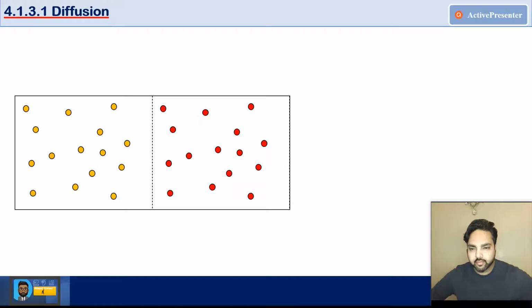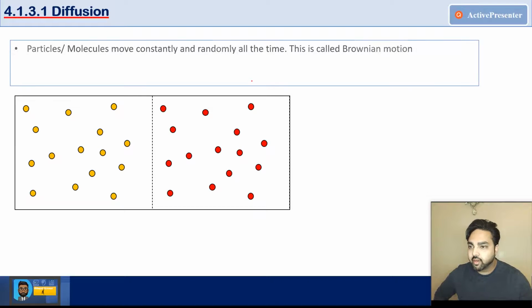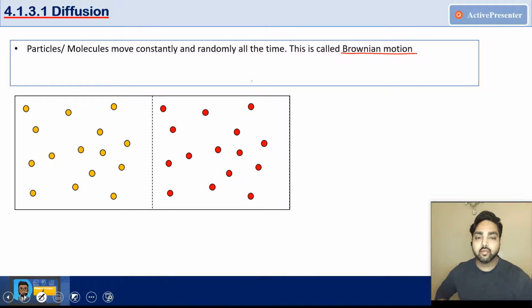So what is diffusion? Well, diffusion is actually the random movement of particles, and as they move randomly, they start to spread out. And that random movement, first of all, is called Brownian motion, and that's one thing that you need to be able to describe and you need to be able to identify. So particles move constantly and randomly all the time.